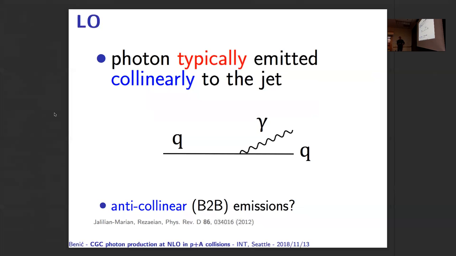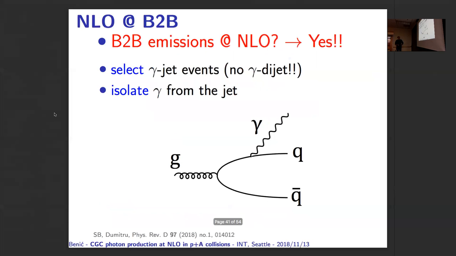And roughly speaking, at the leading order, in the saturation regime, the photon is typically emitted collinearly to the jet. So what we are interested in is if you can get back-to-back emissions that would be sensitive to the saturation scale. And certainly at the next leading order, this is possible. And just roughly speaking, this is because you have a three-particle final state. So here we are focused on gamma-jet events.